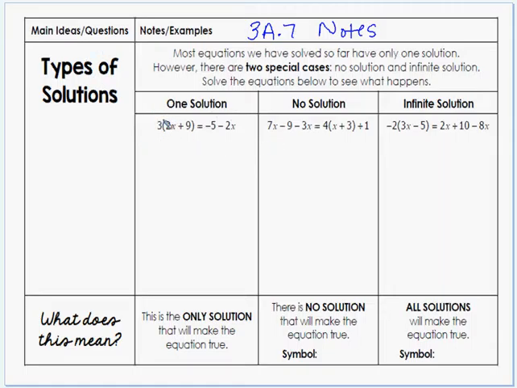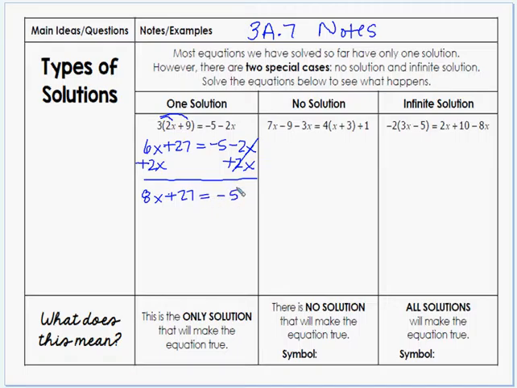In order to do this, we're going to first start with distributing the 3 that we have here so that we can get rid of parentheses. So we get 6x plus 27 equals negative 5 minus 2x. And we would continue to solve, so I need to get all x's on one side and all the numbers on the other. I'm going to move the 2x over to be with 6x. So we're going to add the 2x to move it across. So it'll cancel it out over here. And now I have 8x plus 27 equals negative 5.